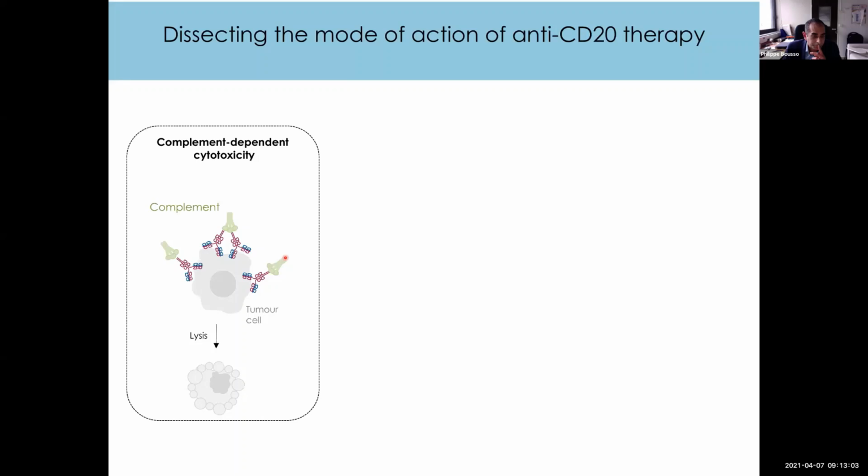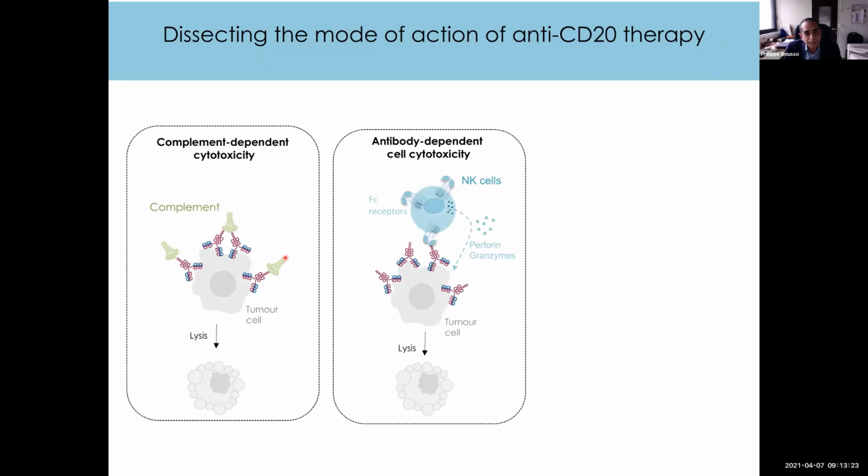Among the mechanisms that have also been shown, of course, a lot of work has been done around this antibody. There is complement, which can induce cytotoxicity after binding of the antibody on the tumor cells. There is also the capacity of cells like NK cells to recognize the constant fraction of the antibody through their Fc receptor and deliver a little hit and induce apoptosis in the target cells. This is a mechanism called antibody-dependent cellular cytotoxicity, or ADCC.